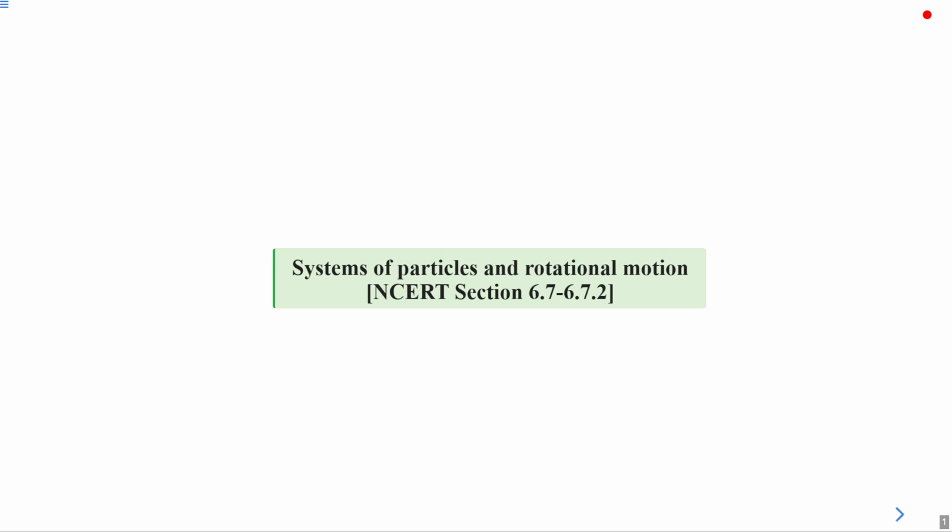In today's lecture, we will learn about system of particles and rotational motion. NCERT section 6.7 to 6.7.2.